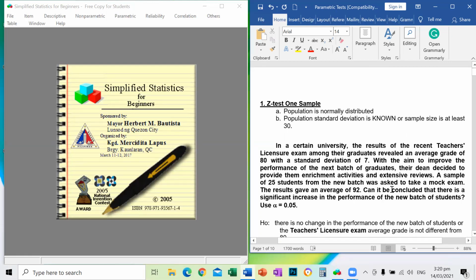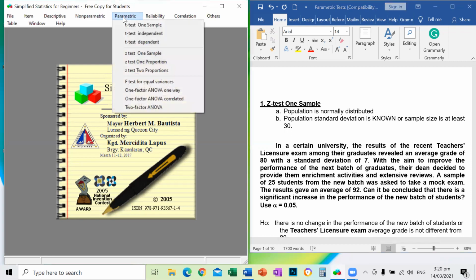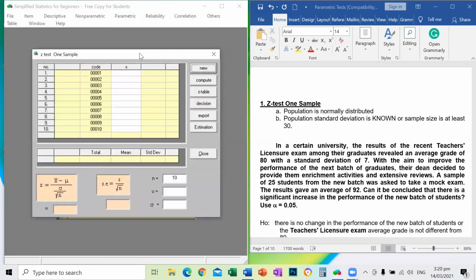How do we analyze this problem using the software? We click parametric, and then Z-test one sample. If you look at the interface of Z-test, the white area here is where we put the raw data. But since we don't have the raw data, we just put here the summarized value of the sample mean. In the white area at the lower right, the sample size is set by default to 10. This one is your population mean, and this one is your population standard deviation.